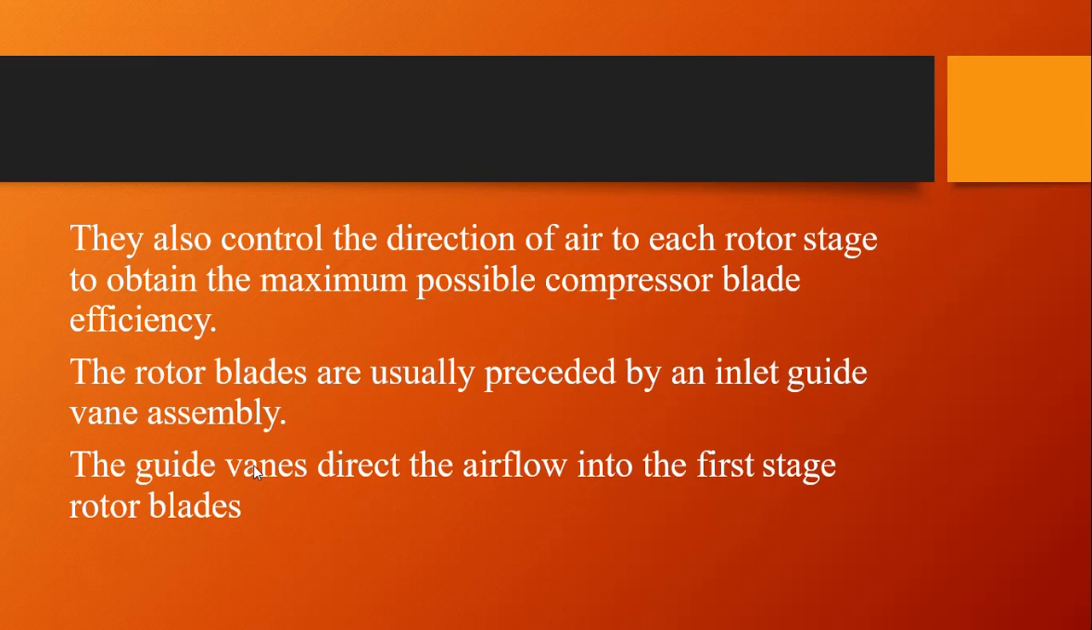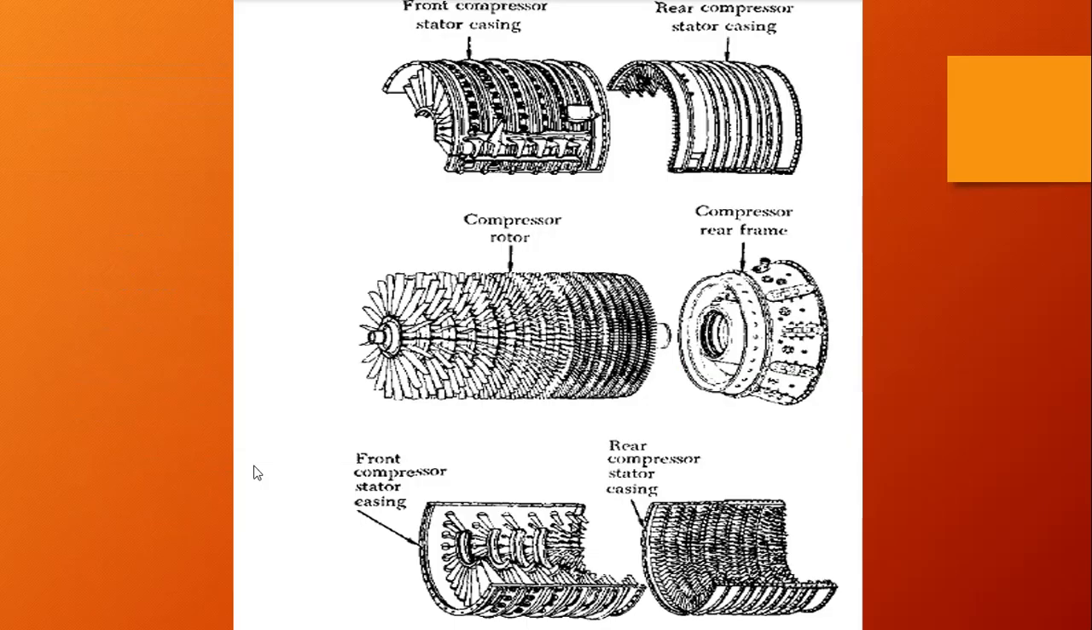They have an inlet guide vane assembly. So the guide vanes direct airflow into the first stage rotor blades. We can see in the diagrams the front compressor stator casing, the rear compressor stator casing, the compressor rotor, and the compressor rear frame.